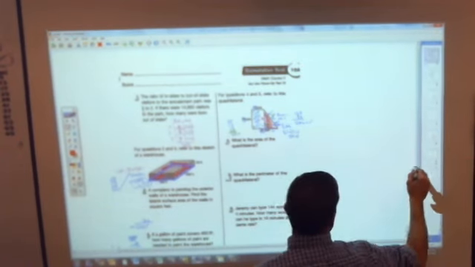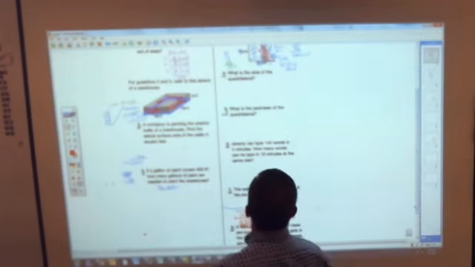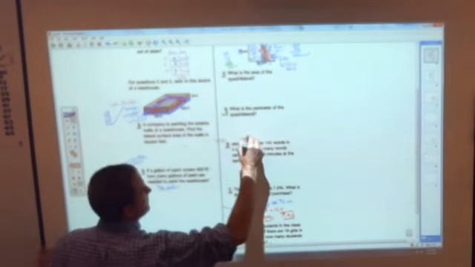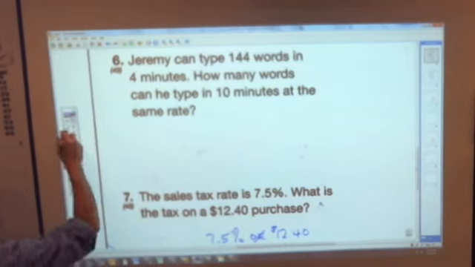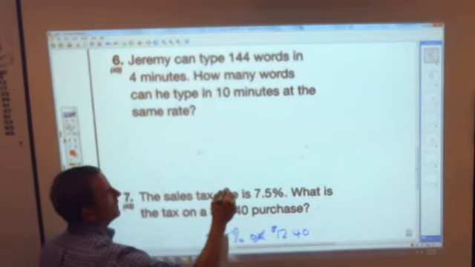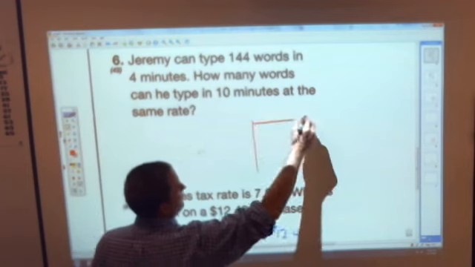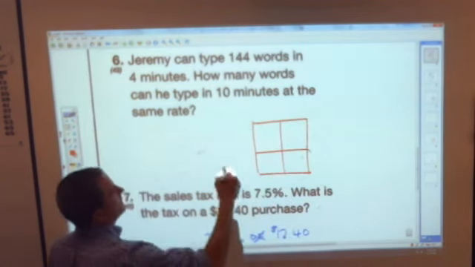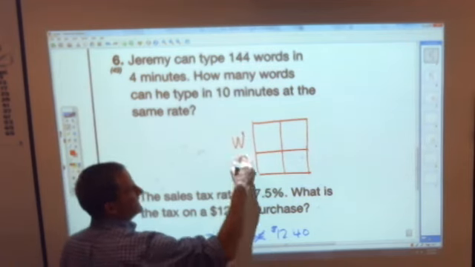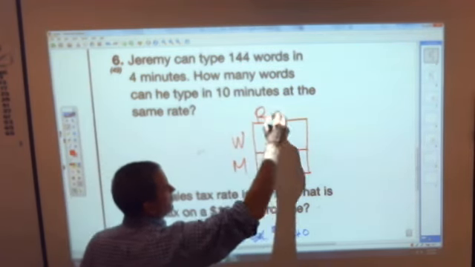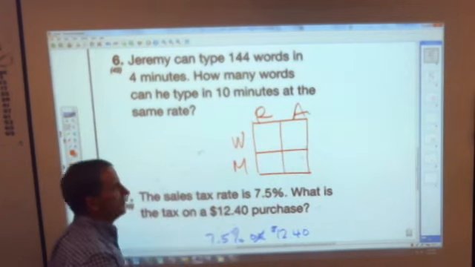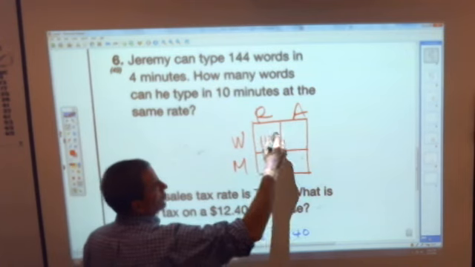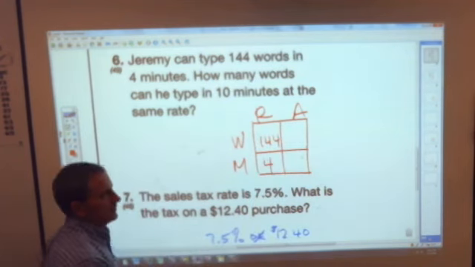And number 6. Oh, that's a good one. The key on number 6 is, it does say, the word rate. If it says rate, guess what I'm going to draw? A ratio box. In my ratio box, I don't have total things here. I am comparing words to minutes. This is my ratio. This is my actual. What is my ratio? 144 words in 4 minutes.